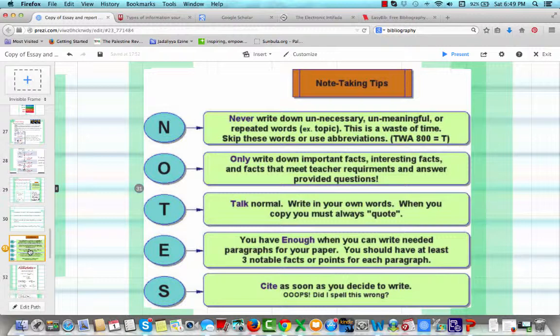And basically, you have enough when you can write needed paragraphs for your paper. So if you have a paragraph that you need to write a note on, do not write another paragraph of notes. No, 3 bullet points is enough. And cite as soon as you decide to write, meaning that you need to cite the information that you take the notes from.